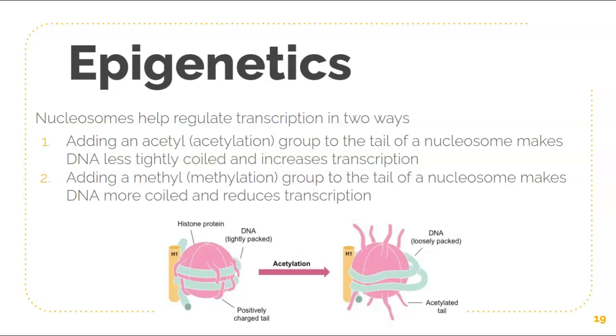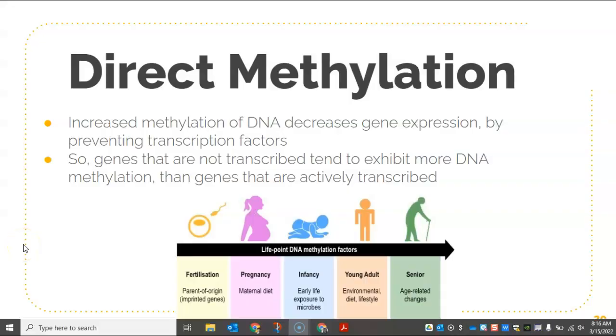But doing the opposite, adding a methyl group or going through methylation, makes the DNA more coiled and it reduces the transcription because the genes are so tightly coiled you can't get to them. So acetylation, more transcription. Methylation, less transcription. Direct methylation is when you're increasing the methylation of DNA, which causes a decrease in gene expression, which makes sense, right? Because as you increase methylation, you're more tightly twisting around that nucleosome, which means that those genes are way harder to even get to. So you're going to decrease the amount of gene expression that can happen just because you can't get to the genes, right? You can't get those transcription factors in there.